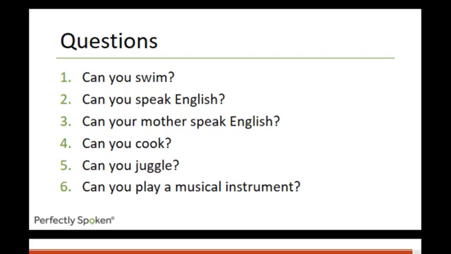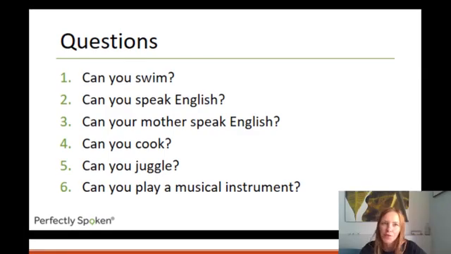Can you cook? Can you juggle? And can you play a musical instrument?